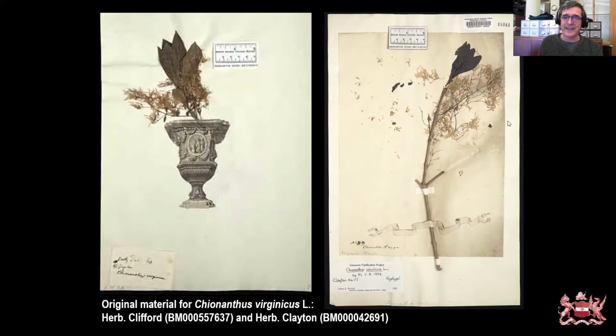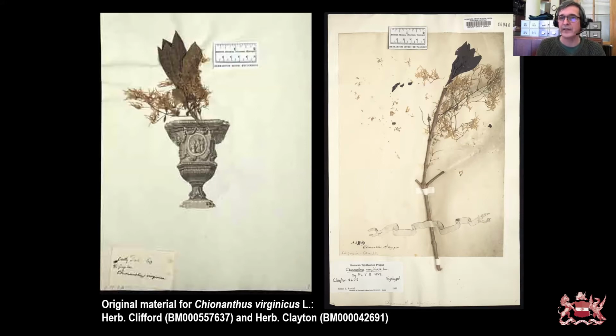Then we have this incredibly bedraggled specimen, which tells a very sad tale. This is from Herb Clayton, but this is also actually at the Natural History Museum. And Clayton has a terrible history because he was one of the first people to create and document the flora of North America.